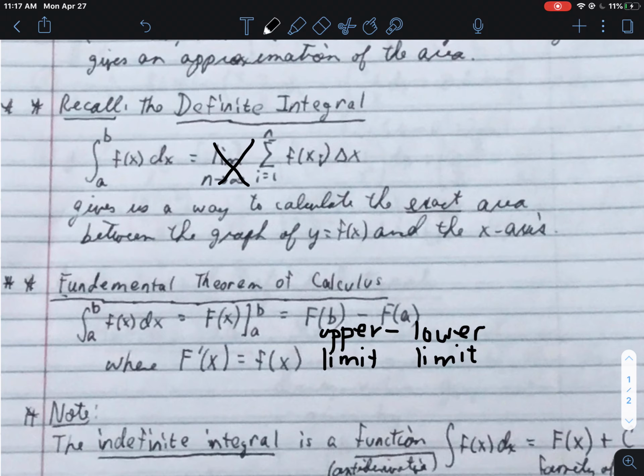under that curve. Now, we finished up that previous section by noting that the best approximation, or better approximations, we'll say, comes from using more and more rectangles.